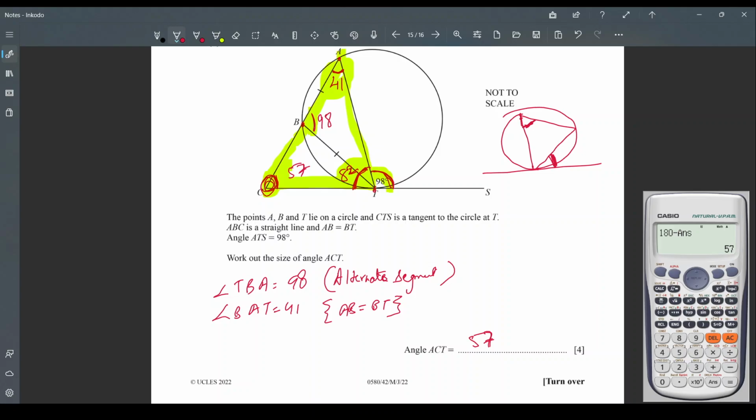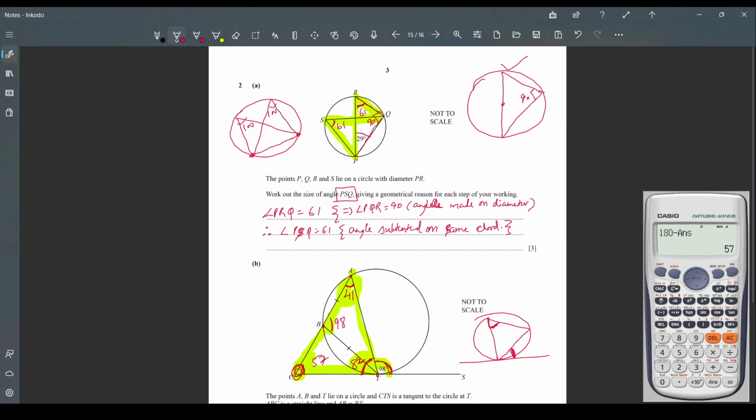So therefore, by angle sum property, we come to know that angle ACT is 57 degrees. So let's move on to the next question.